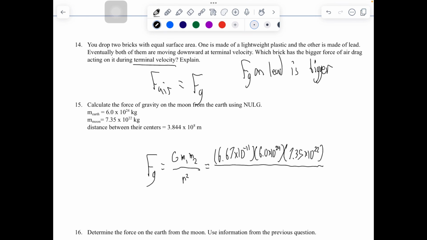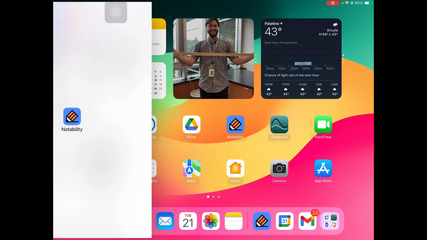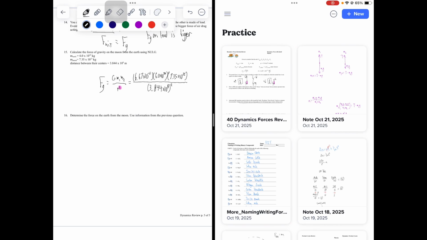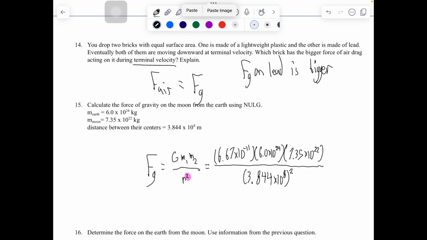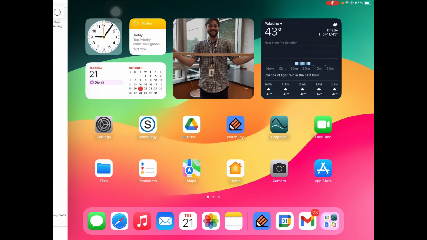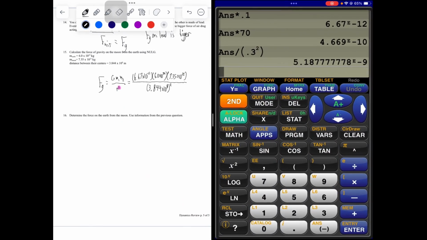Divide by the distance between them. Distance between their centers, it's given. 3.844 times 10 to the 8th. Remember, we have to square this. So square that. Let's jump into our calculator. That's Notability, not our calculator. Try it one more time. Here we go.